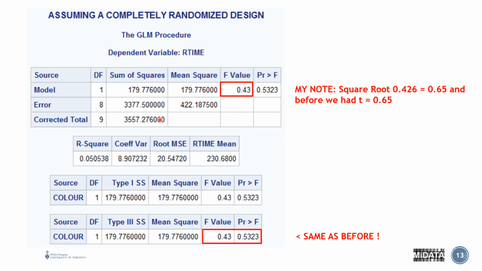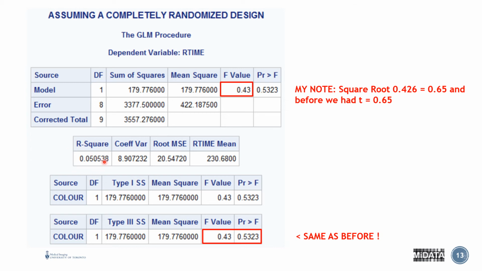The other thing I wanted to point out is the R square here. Often you look for the R square, which is when you take the percentage. In this case, it's 0.05, so the percentage would be 5% of the variability. That means that the model accounts for 5% of the variability that exists in the dependent variable.